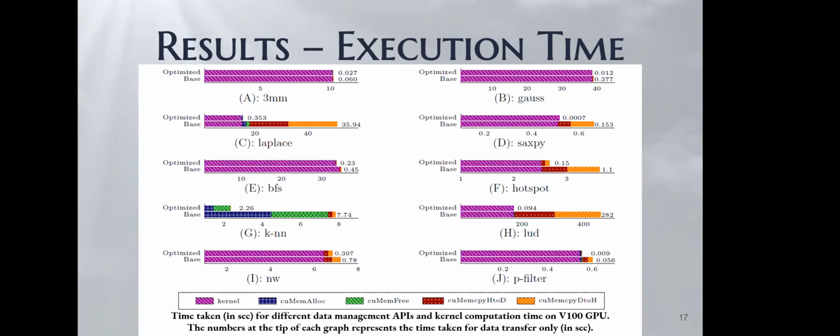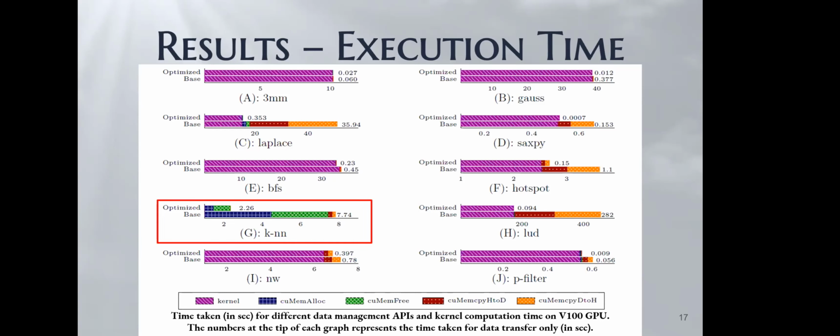Now look at other applications. The performance gain that we see in applications like Laplace or LU decomposition is tremendous. In Laplace, where we used to take almost 36 seconds to transfer data in the base code, it took only 0.35 seconds in the optimized code. Similarly, for LU decomposition, transfer time reduced from 282 seconds to less than 0.1 second.